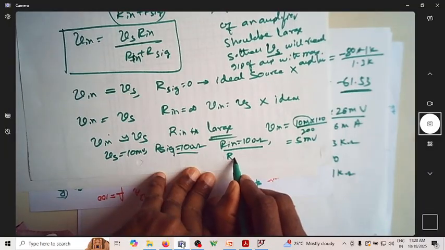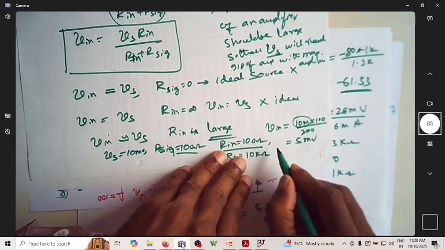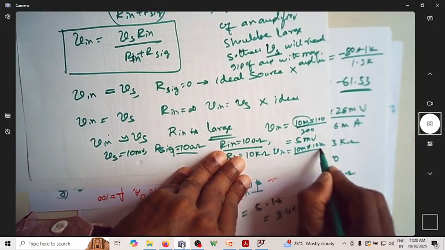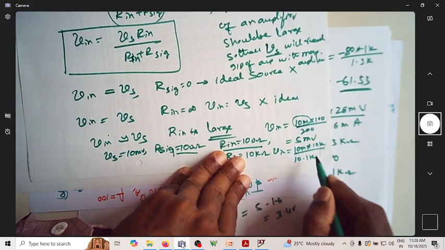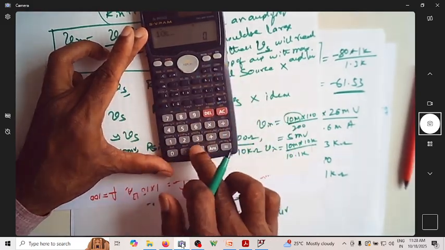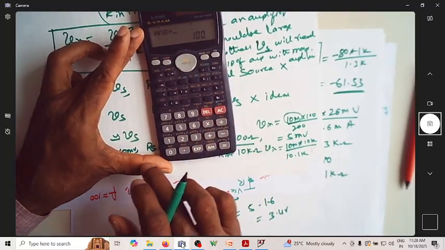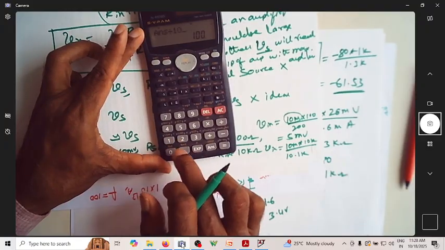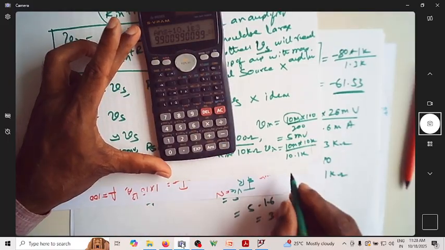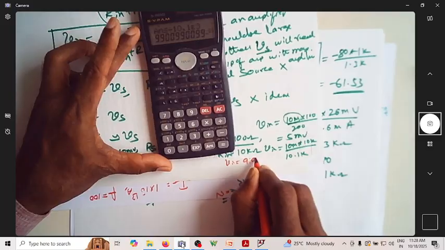Instead of that, if Rin is equal to 10 kilo ohm, what is Vin? Is it not 10 milli into 10k divided by 10.1k? So now in this case, what will be Vin? Is it not 10 exponential of minus 3 into 10 exponential of 3 divided by 10.1 exponential of 3? Can you see, you are getting Vin as 9.9 millivolts.